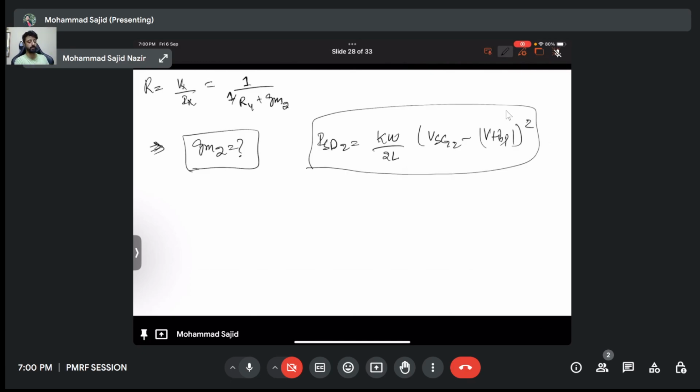You know Vs, you know Vg2. You can calculate Gm2 as K W by L times (Vs G2 minus mod of VTHP). Okay, you can calculate it. Calculate the value and get the answer.